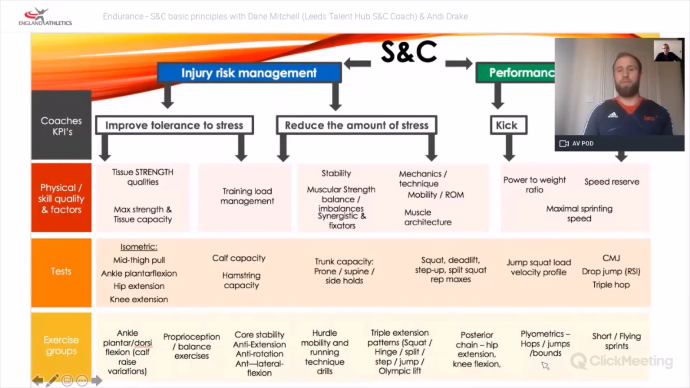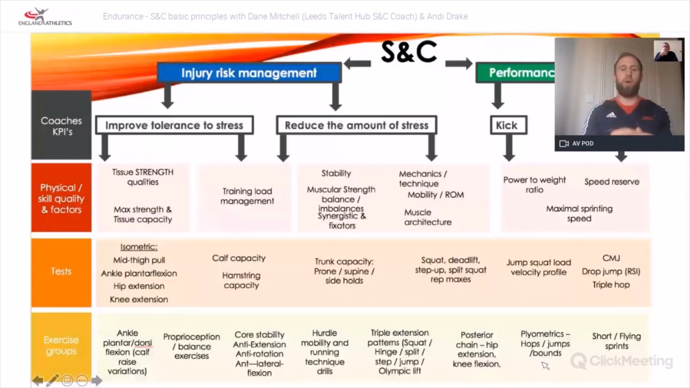So, if they're really tight in the hips, they may be planting their foot in a certain way, and that might increase the stress on certain tissues in the foot, ankle, or further up the chain. So that's a little bit of an overview of the injury risk management side of S&C.